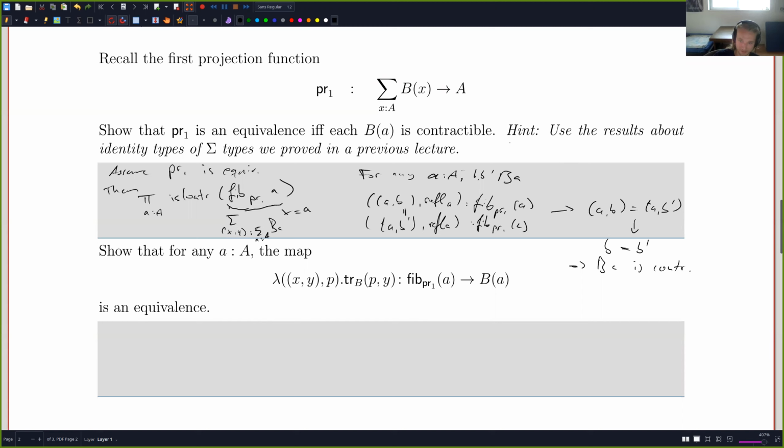but a different way of showing that something is contractible is to use that if we have an element of B A, and we know that B A is a prop, then we know that B A is contractible. So an inhabited proposition is also contractible.